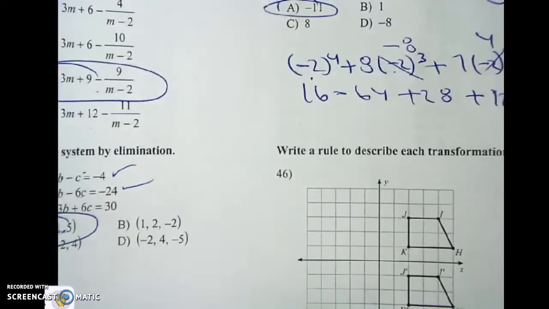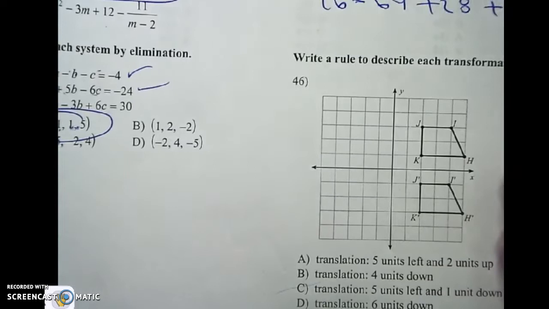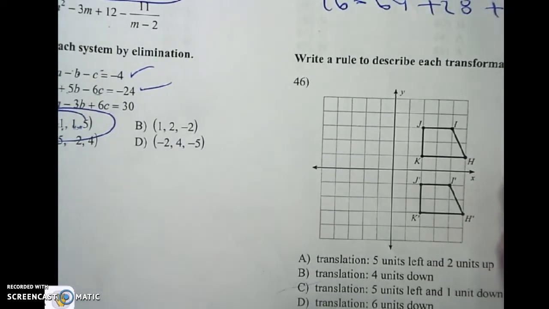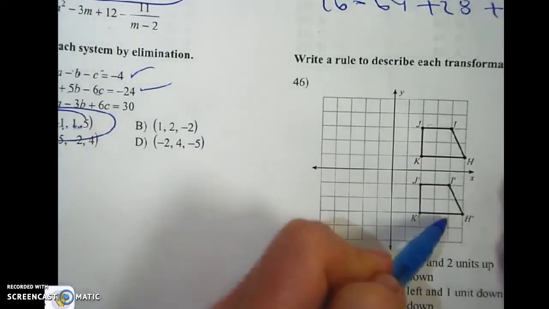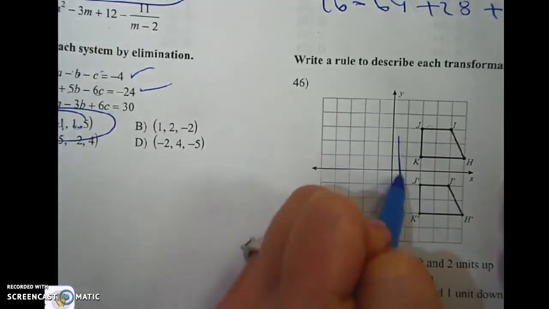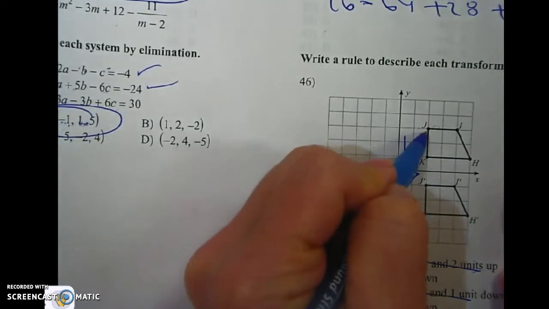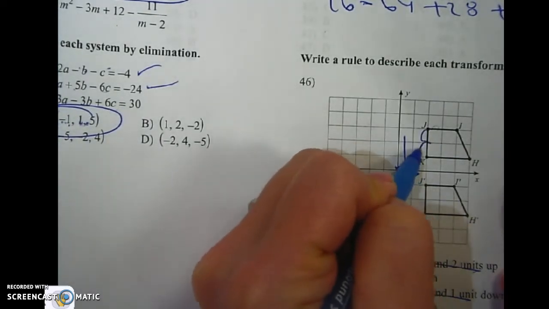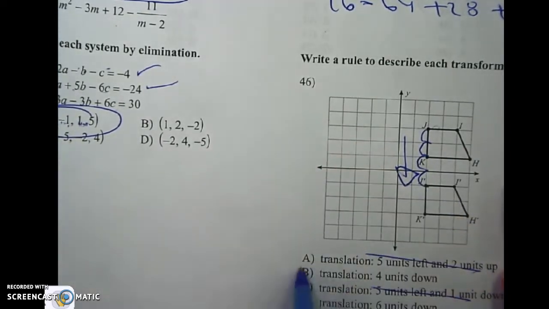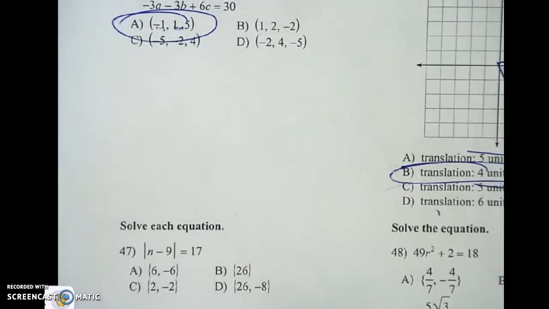Okay. We have to write a rule, so it's moving, it's translating, which is good. It looks like it stayed in the exact same place, but it moved just down. So it didn't go left, it just moved down. I just have to count. How many jumps? 1, 2, 3, 4 jumps down. The answer is B.